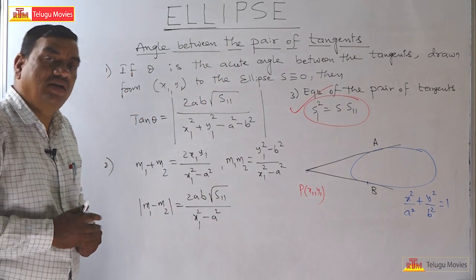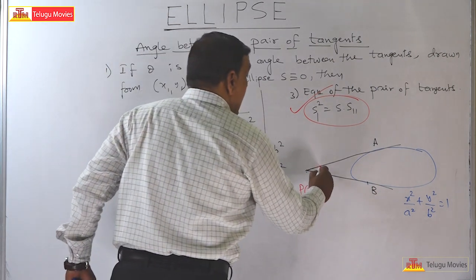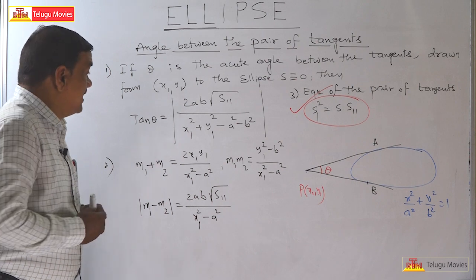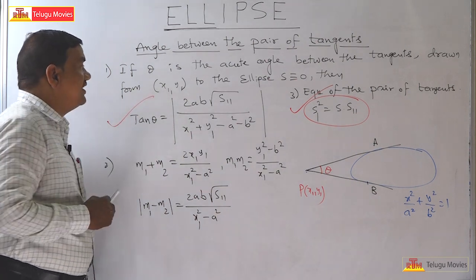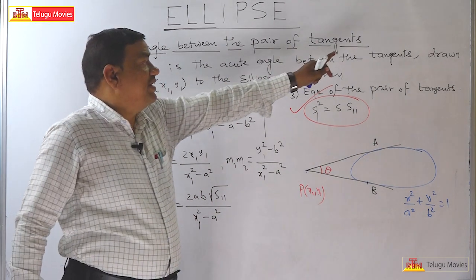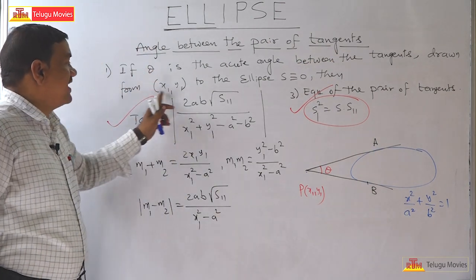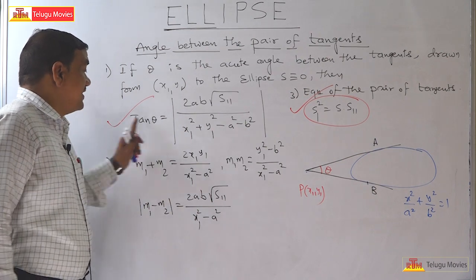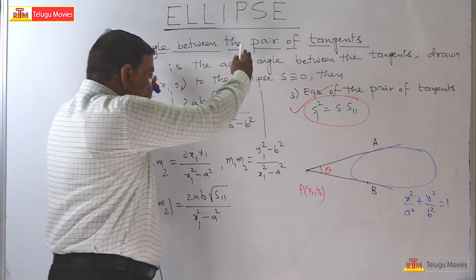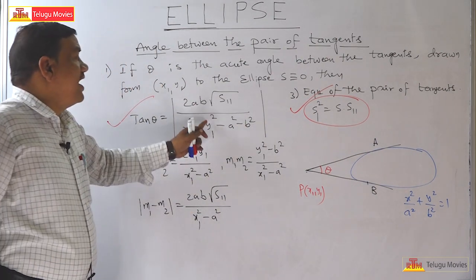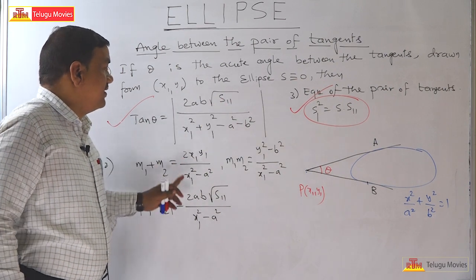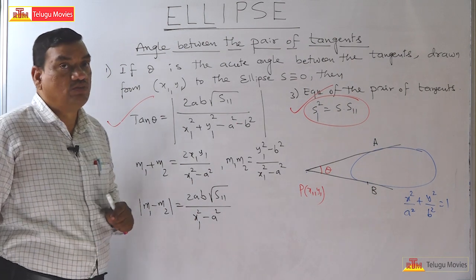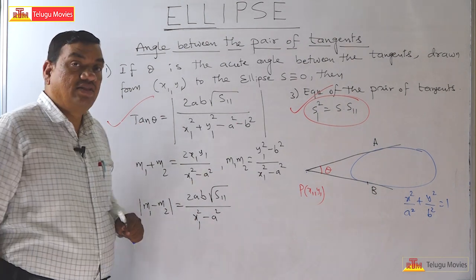Next comes definitely what will be the angle between them. That formula is given as: if theta is the acute angle between the tangents drawn from an external point x1, y1 to the ellipse S is equal to 0, then tan theta is given by modulus of 2AB root of S11 divided by x1 square plus y1 square minus a square minus b square. So, this is the tan theta formula.